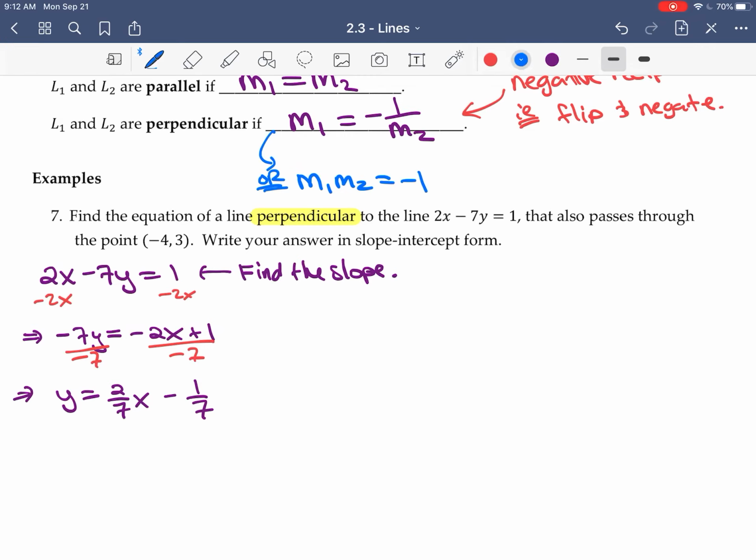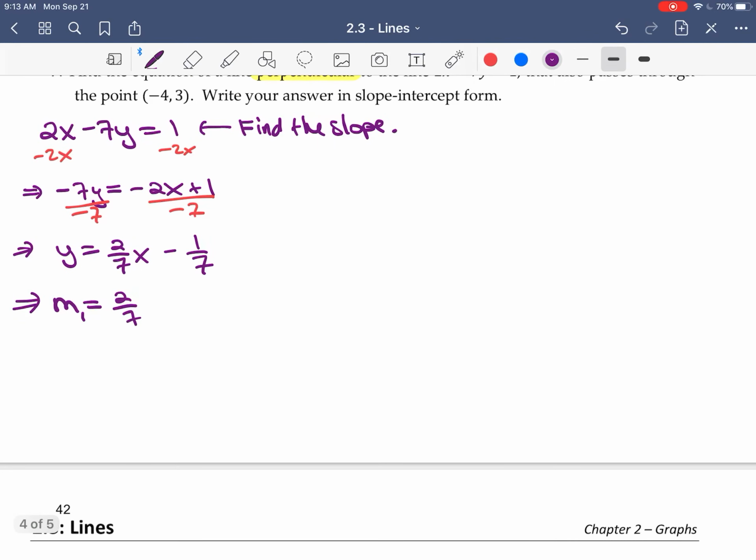So that means that the slope, I'm going to call this M1, the slope is 2 over 7. So that means that our slope, let's call it M2, is going to be the negative reciprocal. So it ends up being -1 over the slope. What happens is you flip the bottom one and multiply, you actually get -7 over 2. So you just flip it and negate it. And that's how we get our slope.